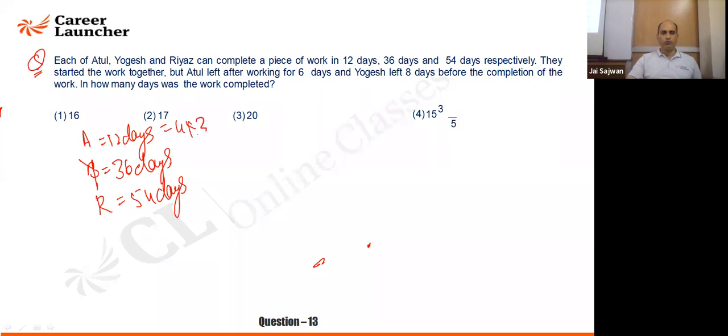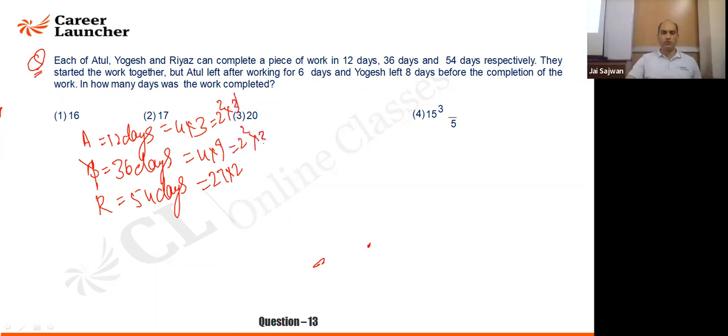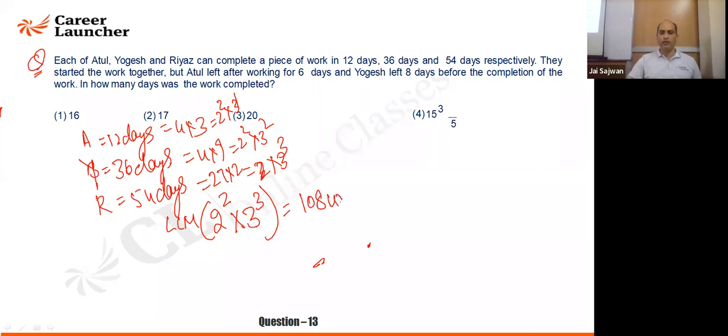I can say it is 4 into 3 is 12. I can say 4 into 9 is 36. I'll say it is 27 into 2. Further, you can write it as 2 square into 3 to the power 1, 2 square into 3 square, and this is 2 into 3 cube. So to find out the work, I'll take the LCM: the highest power of 2, that is 2 square, highest power of 3, that is 3 cube. So can I say 27 2s are 54, double of that is 108 units of work. There are 108 units of work.